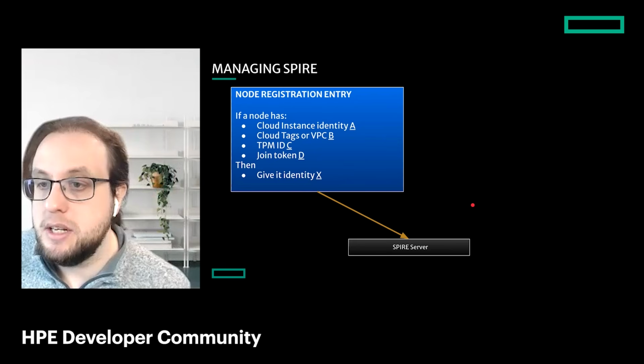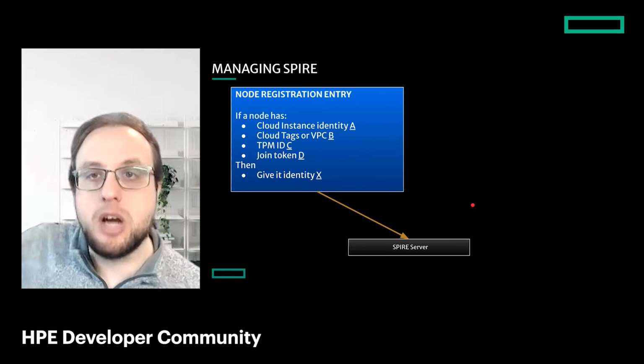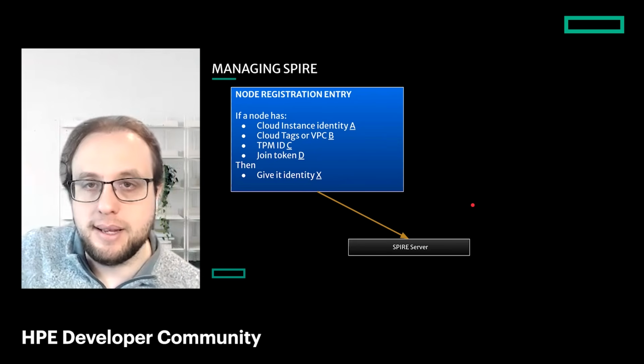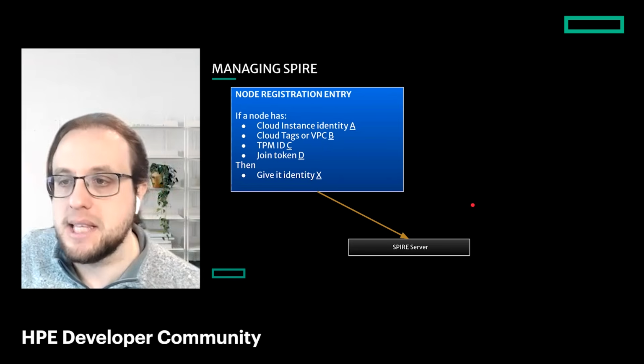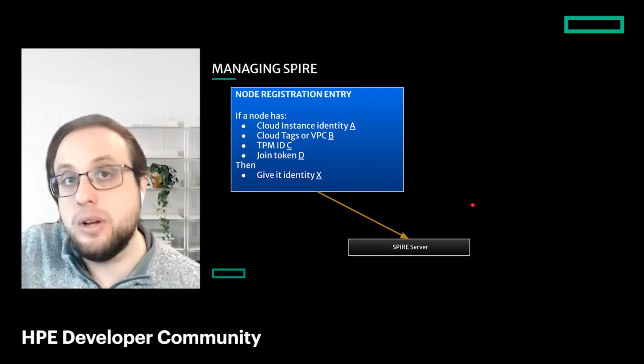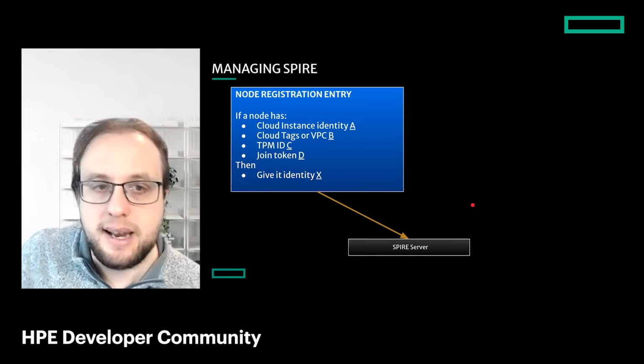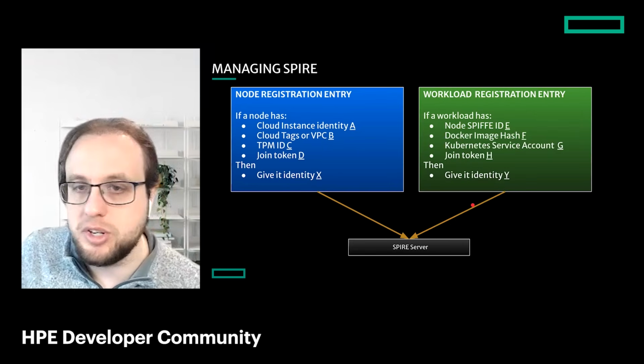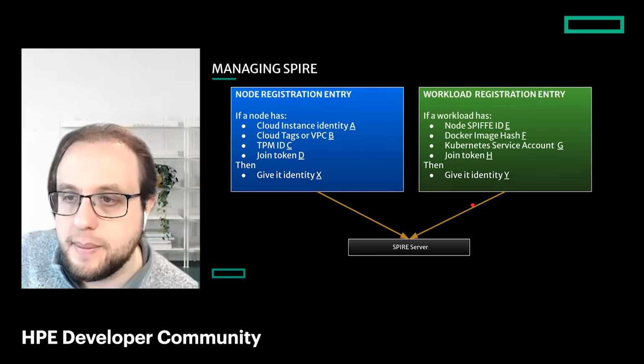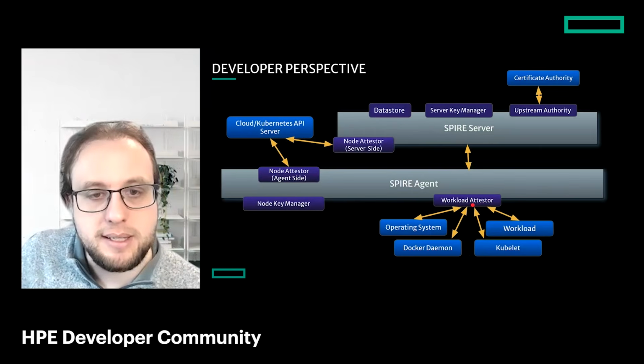You don't want your dev environment to be able to talk to your prod environment, though. So you can configure that at the Spire level. If they're 2 different Spire servers and they don't connect in any way, they won't be able to talk to each other. Okay.